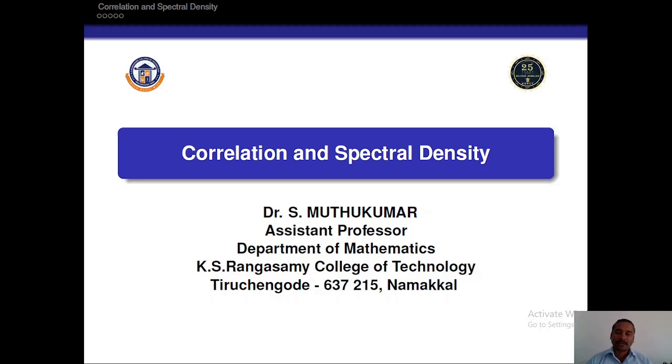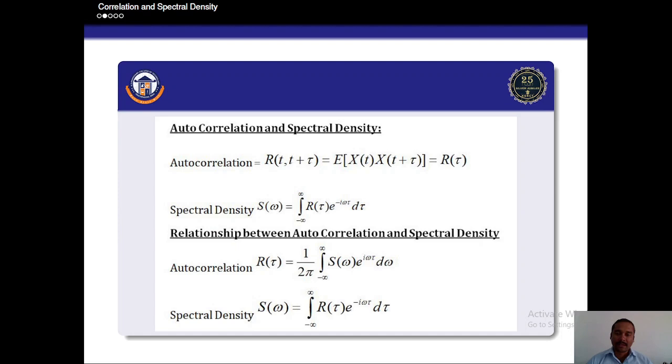In this video, I am going to explain about the correlation and spectral density of a random process. First of all, what is a random process? A random process is the collection of random variables and the time parameter t. That is, if the signal is characterized by using a probability model, then the process is a random process. The random process is mostly characterized by autocorrelation and spectral densities.